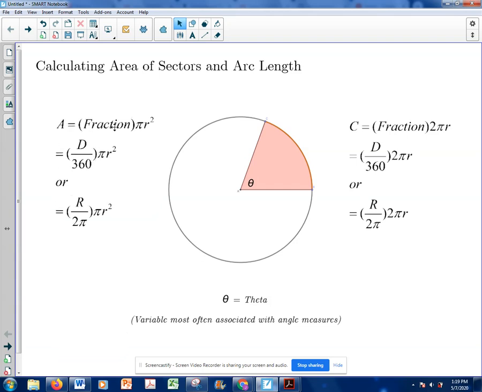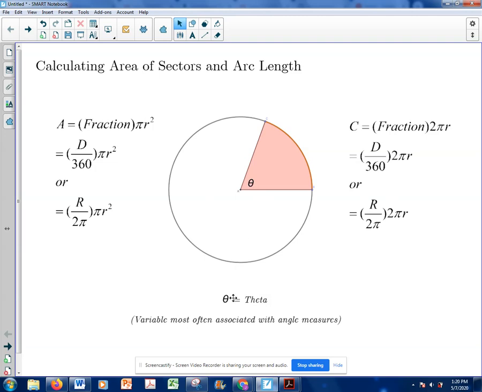For area, it's a fraction of pi r squared. And for the circumference or arc length, which is a part of the circumference, remember the circumference all the way around, it's a fraction of 2 pi r. So for degrees, the fraction is the degrees over 360, or for radians, theta over 2 pi. And then the same thing over here for the arc length. You have 2 pi r instead of pi r squared.